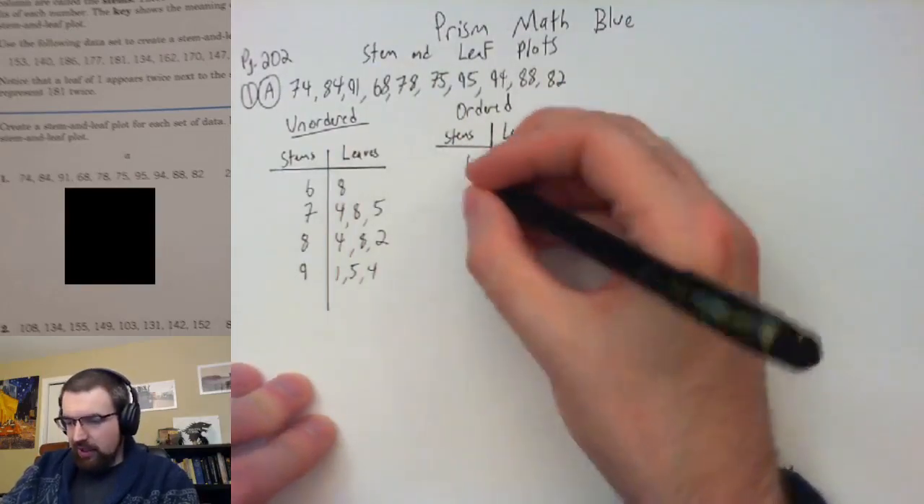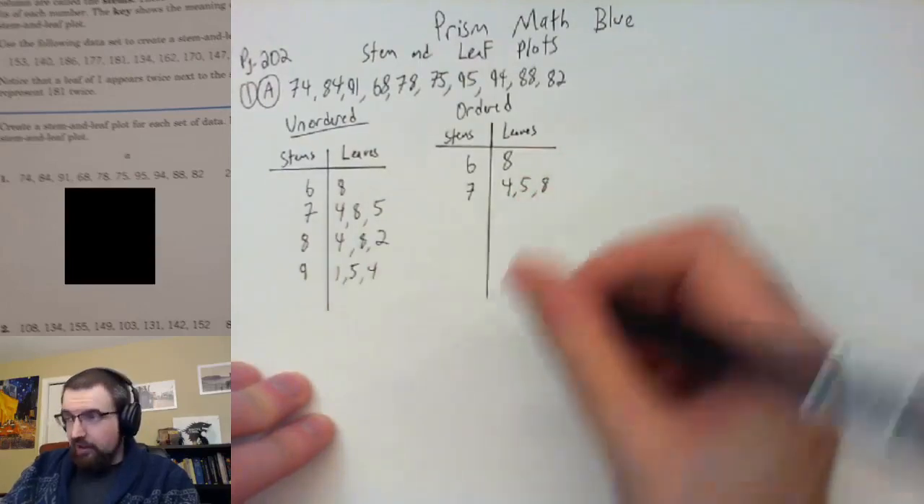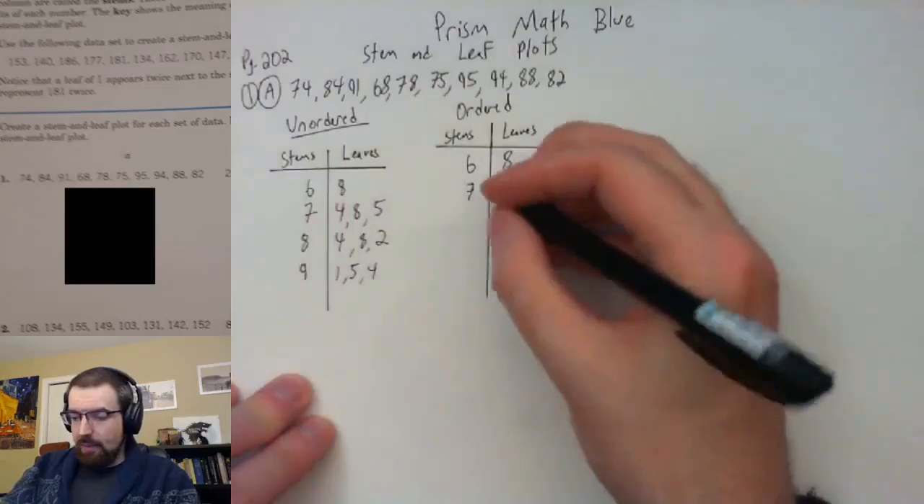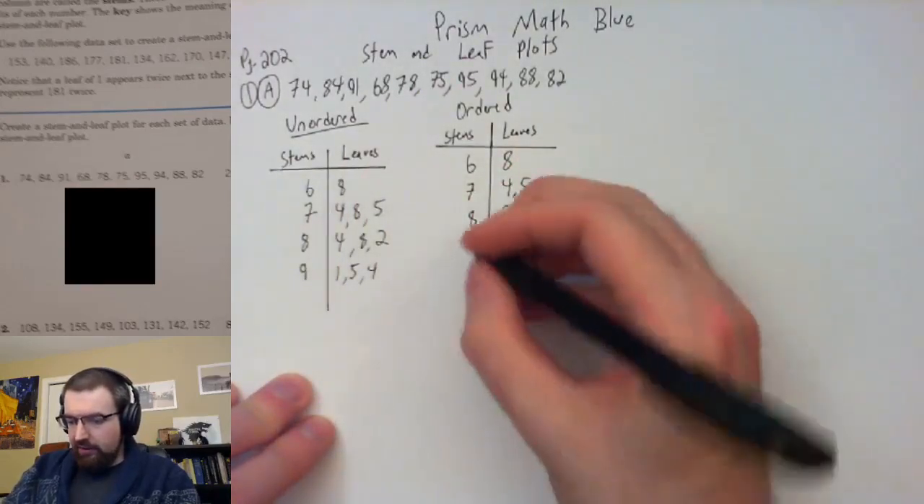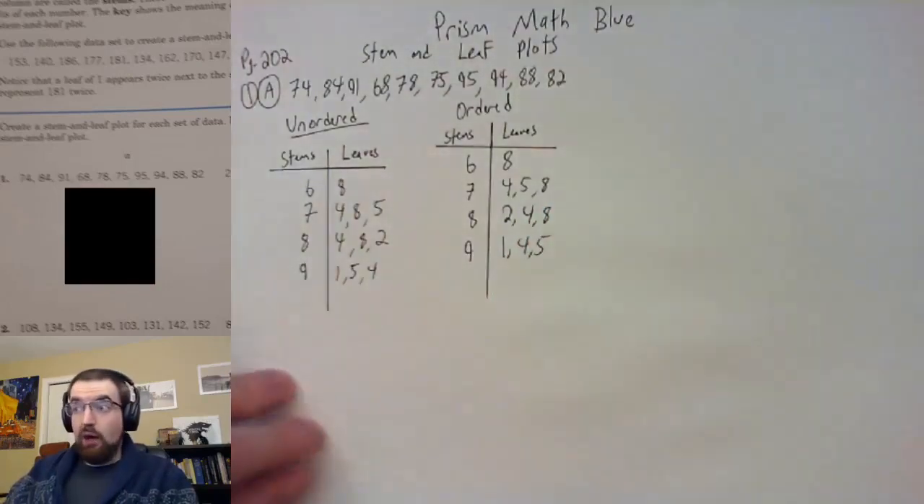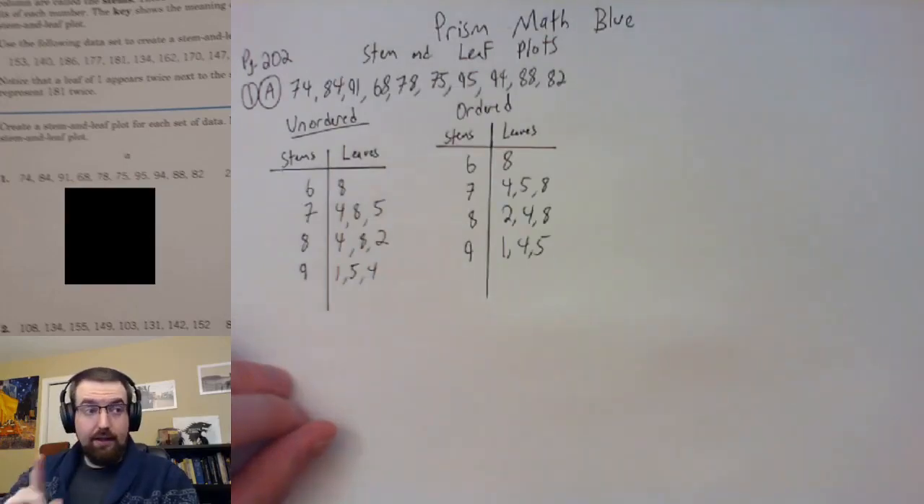So here now, 68 is the first one, 7, and then it's 4, 5, and 8, because all I'm doing now is I'm reordering these ones here, right? So now I have 8, and that's going to be 2, 4, and 8. 9 is going to be 1, 4, and 5. Now we're almost done, almost completely done. We only need one more thing.